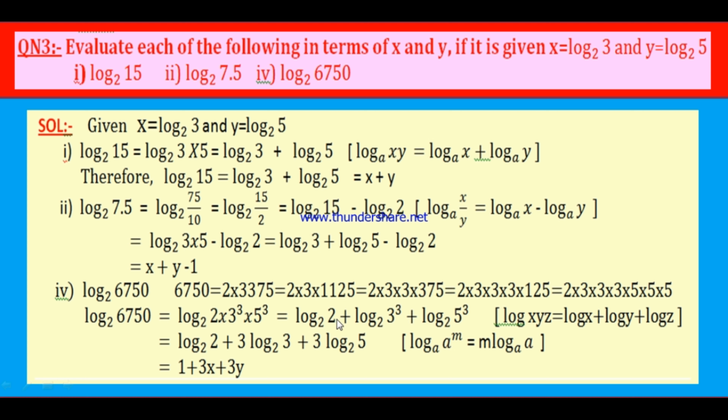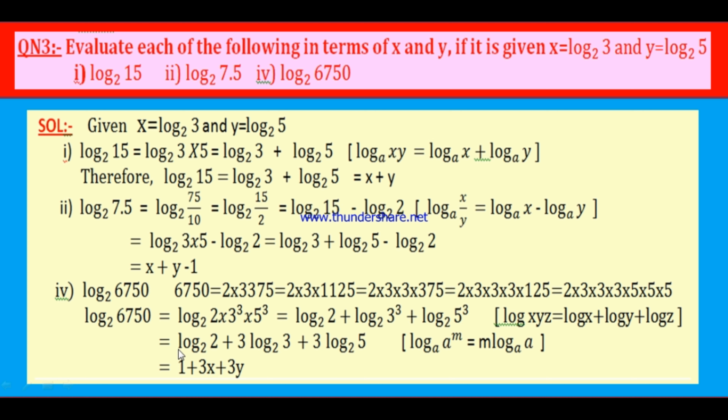Log 2 to the base 2 plus log 3 cube to the base 2 plus log 5 cube to the base 2. Log 2 to the base 2 plus, now this is in the form of log a power m to the base a. Log a power m to the base a is equal to m log a to the base a. That is, this exponent may become a coefficient. That is 3 log 3 to the base 2. This is also in the same form. Log 5 cube to the base 2 is nothing but 3 log 5 to the base 2.